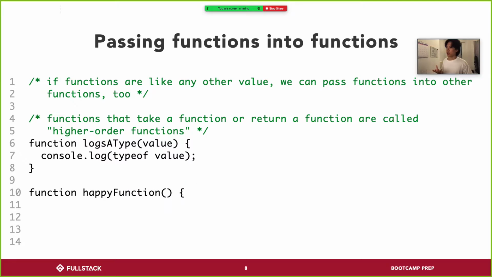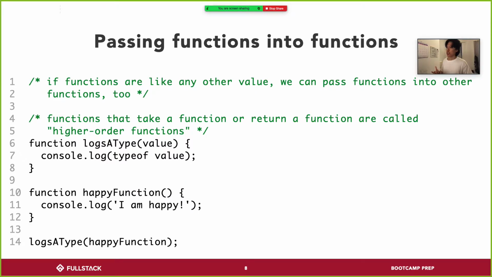So here we're passing a function as a parameter. So does anyone want to guess what this would log? If we called logs a type and we pass it a function, what would the output be? It'd be function. Yeah, it'd be function, because it's just like strings or objects or booleans. It functions the same way.